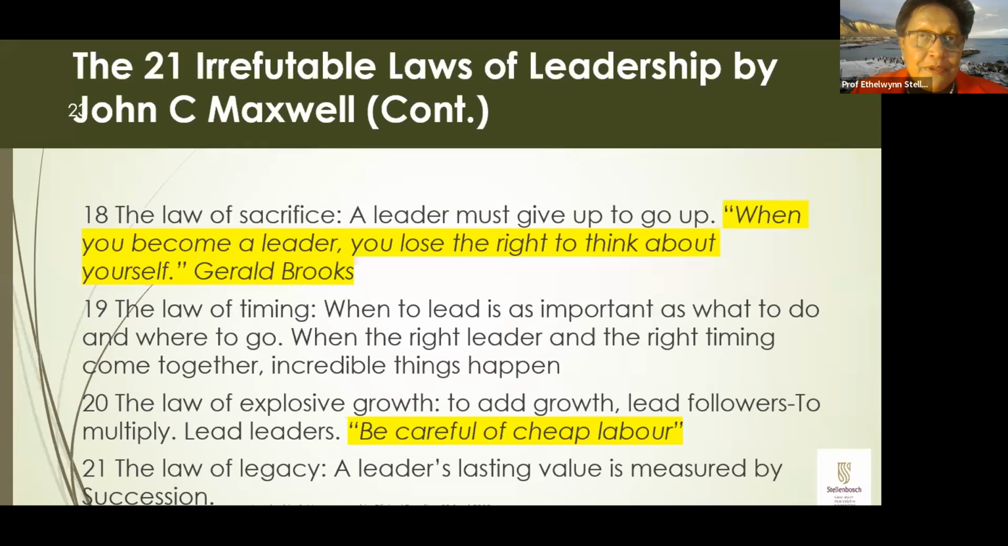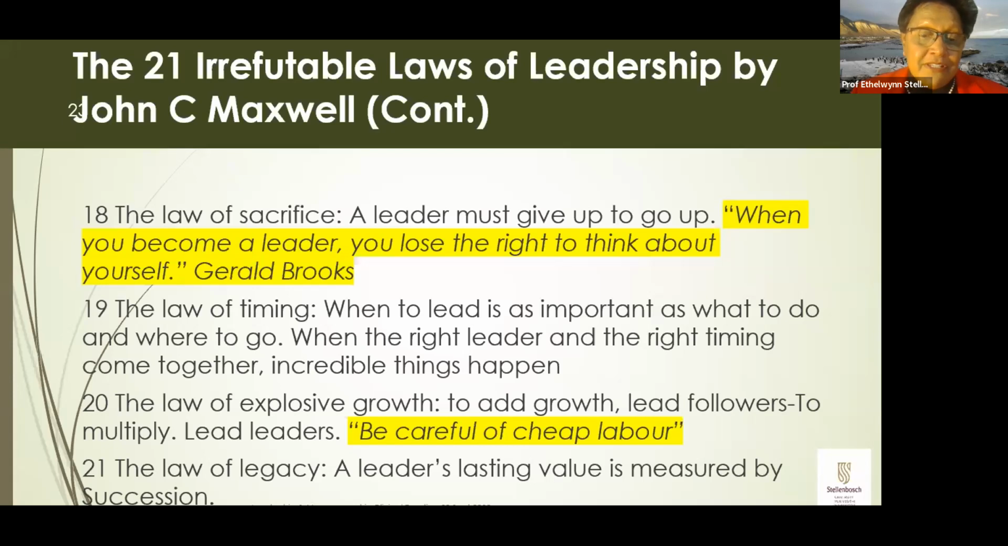But it could also be the opposite, that if the poor leader and the wrong timing can be disastrous. So that is also critically important, the law of timing, to evaluate that: is this the correct time to do this now? One can just learn from these politicians and the things that go on around us.